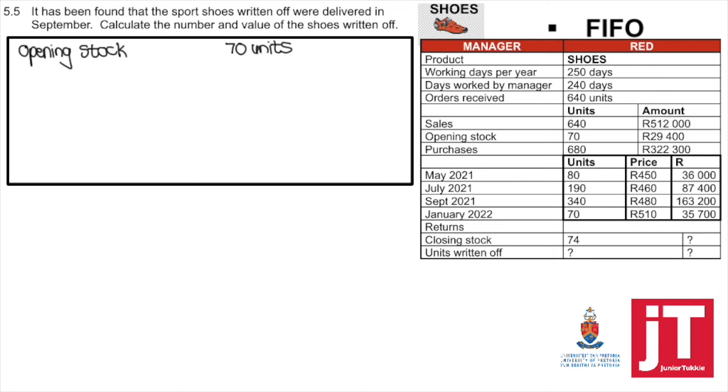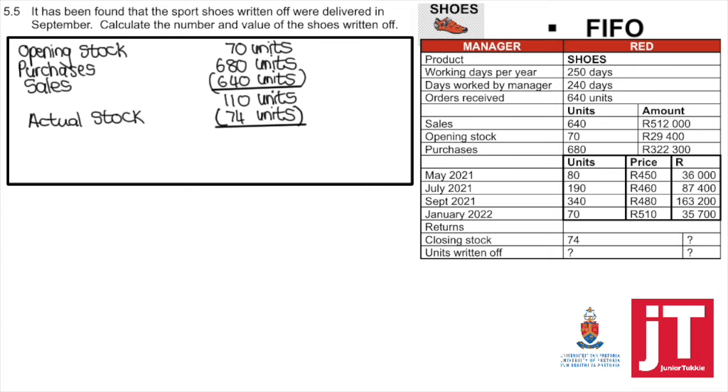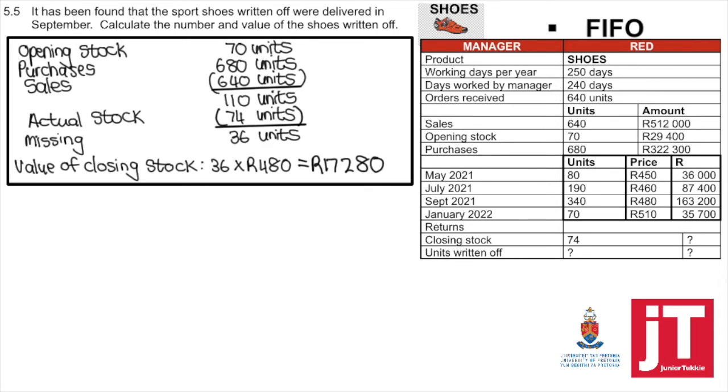To find out the missing shoes, the number of units which is missing, we have to take our opening stock, which is 70, plus our purchases, 680, there were no returns, minus my sales, 640, equals 110 units that should be left over. But my actual stock, my closing stock, is only 74 units. There's a difference of 36, which means 36 units are missing.